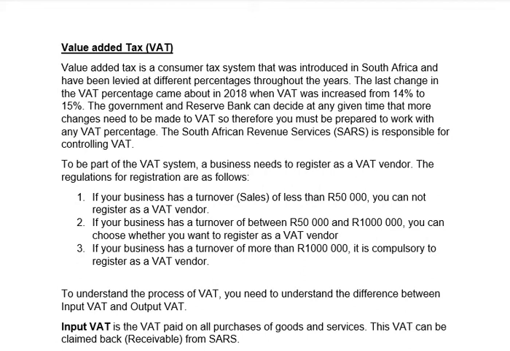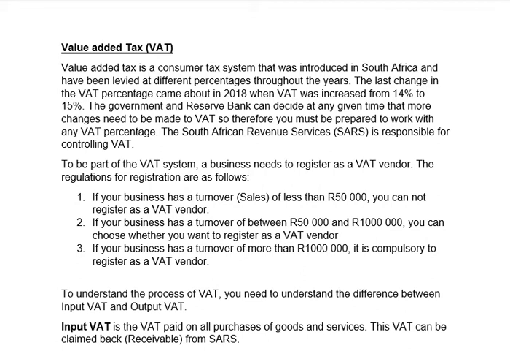Okay, so what is VAT? VAT is the value added tax system. It's a consumer tax system that was introduced in South Africa many years ago. There have been many different percentages for VAT, ranging from 10% right through to where we are now, 15%. The latest change happened in 2018 when VAT was increased from 14 to 15%.